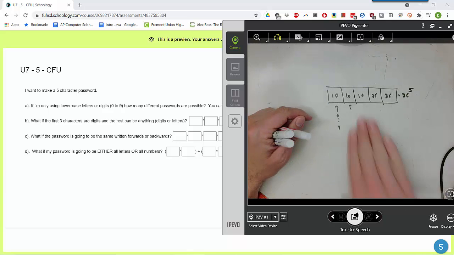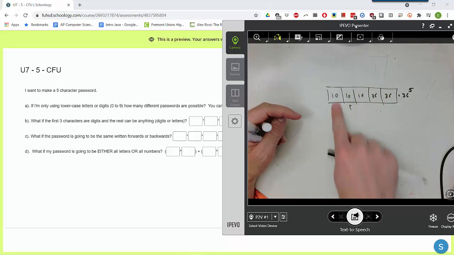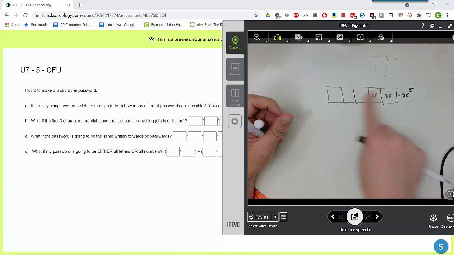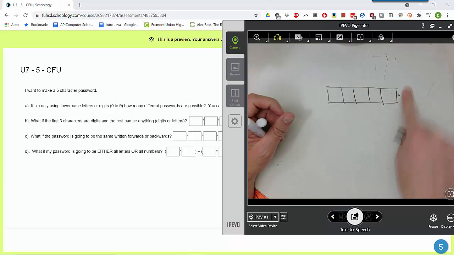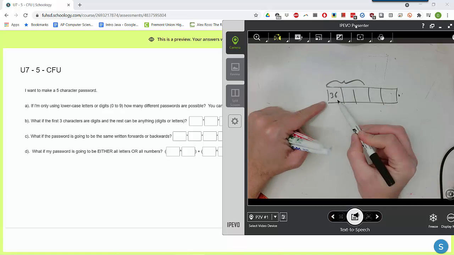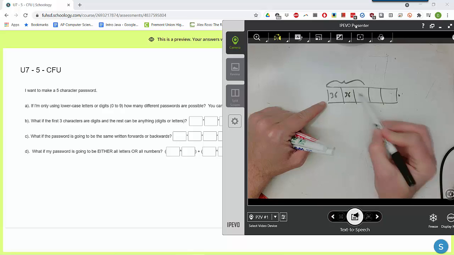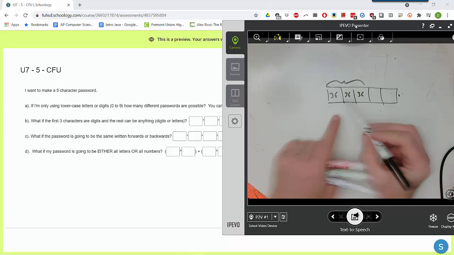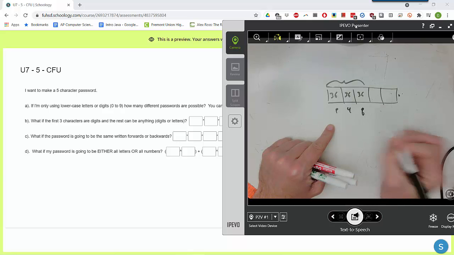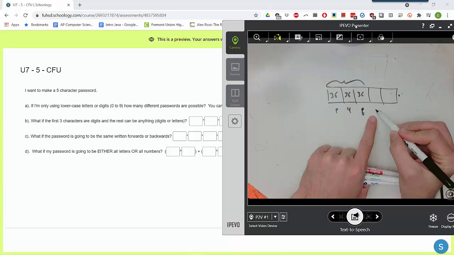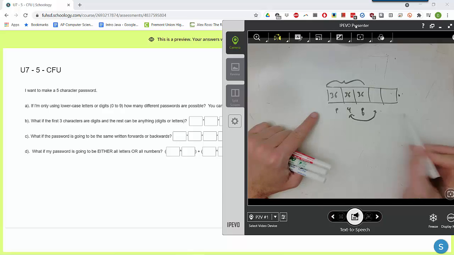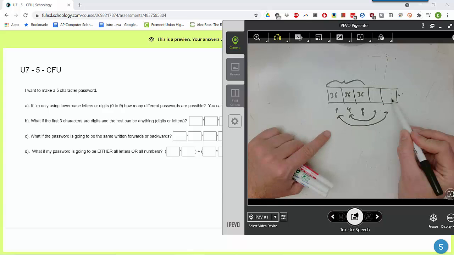Okay, what if it's got to be the same forward and backward? So going back to all the options being available again, I know I've got all the options for the first character, all the options for the second, all the options for the third. But once I've chosen what I have for these 3, P, 4, Q, then for this character, I know it's got to match this one, because otherwise it wouldn't be the same forward and backward. And this one has to match that one.